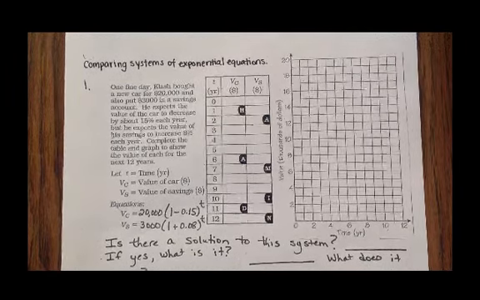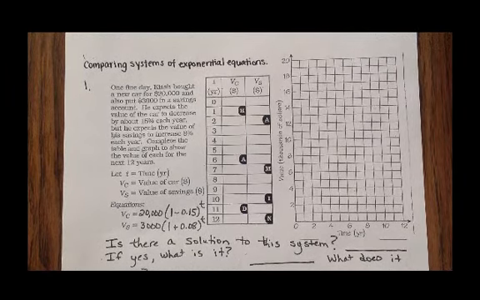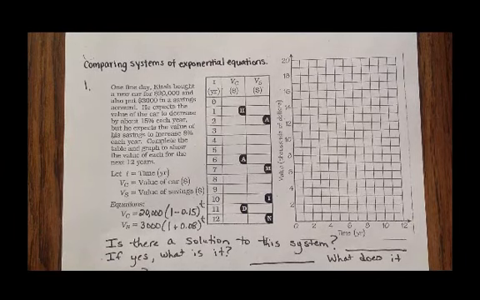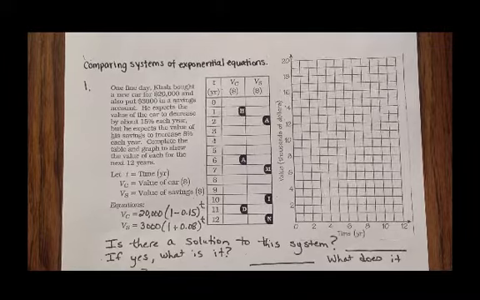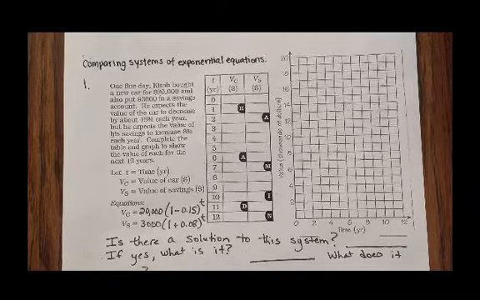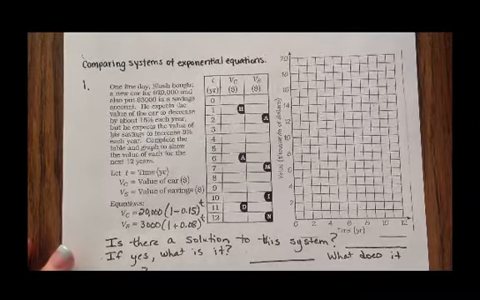In this video, we will be comparing systems of exponential equations. We will be looking at when the cost of a car and the amount of money in a savings account are equal.